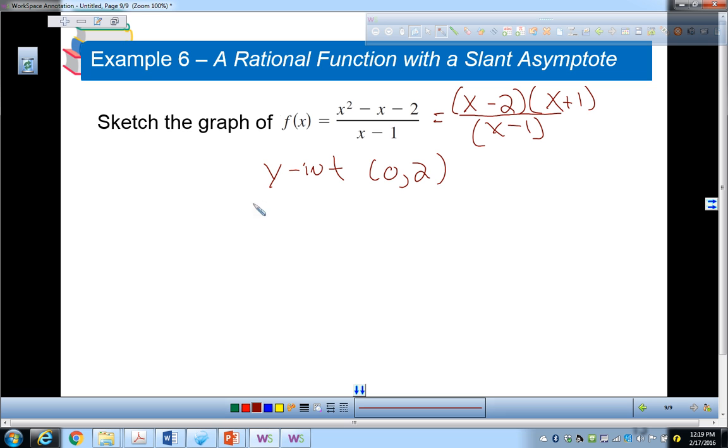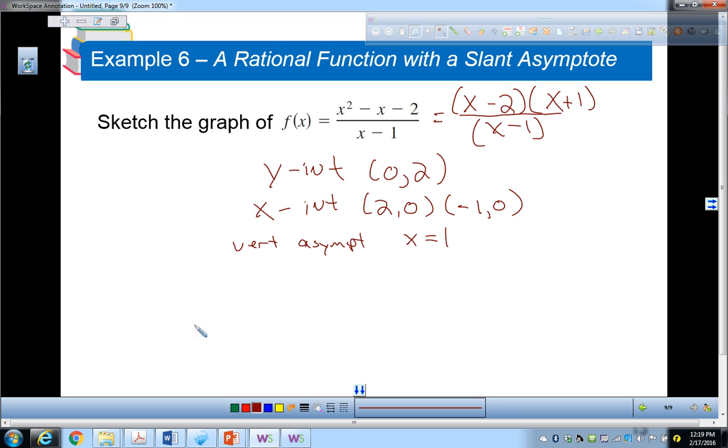Okay. X-intercepts. There's 2 of them. What are they? 2, 0. That's an x-intercept. This one, y is 0. And what's the other one? Negative 1, 0. Those are the x-intercepts. What else do I have to find? Vertical asymptote. What's the vertical asymptote? X equals 1. Okay?